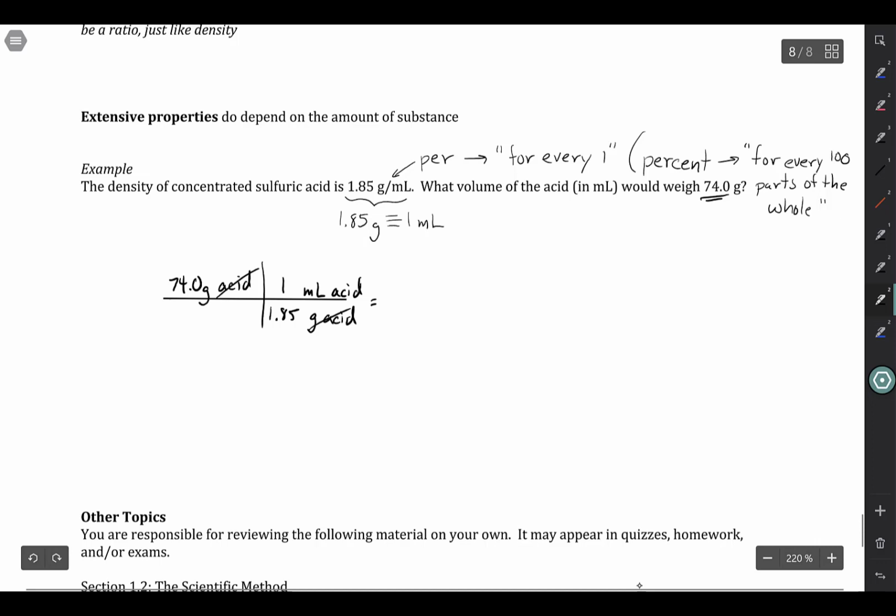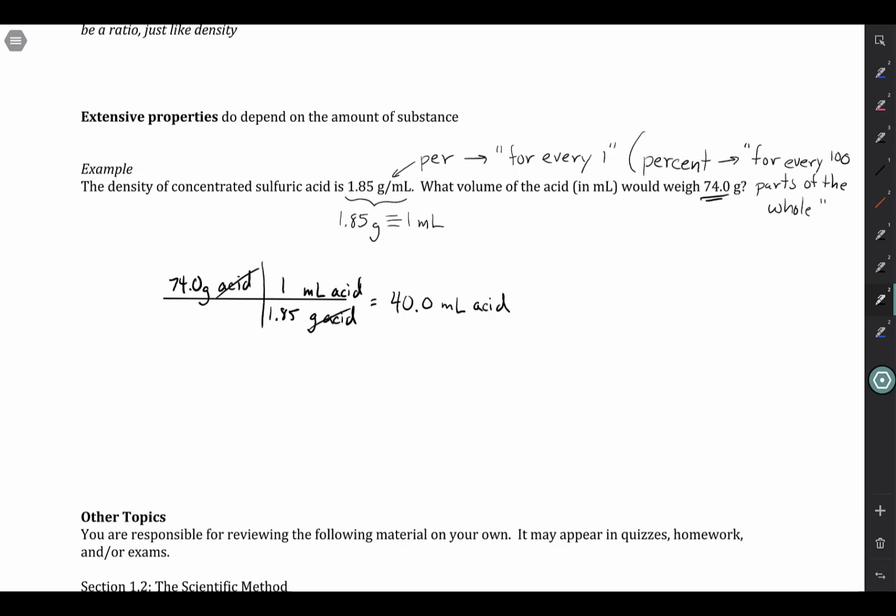So we have 74 divided by 1.85. The calculator gives you 40 as an answer. Be very careful because you have to worry about your significant digits. We have 3 significant digits here, 3 significant digits in the denominator. The 1 is considered an exact number. So for 40, we need to write that to 3 significant digits. Clearly there's only 1 significant digit there. If we had a decimal, 2 significant digits. So for a third significant digit, we need to add that extra 0. All right, and the units left are milliliters of acid.